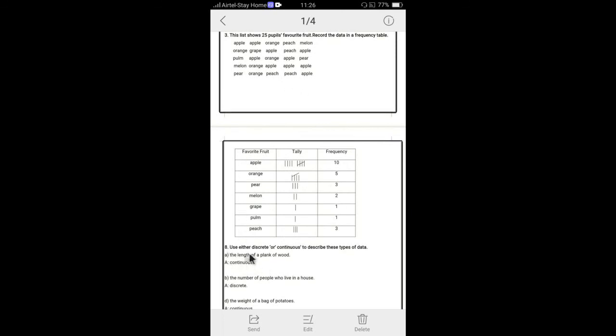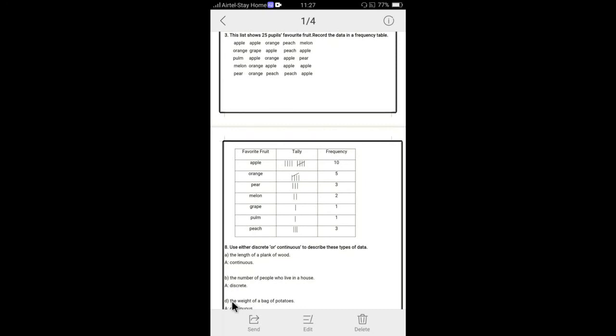Last, question number 8, please. In question number 8, this says use either discrete or continuous to describe these types of data. We use discrete when we can count the items, but continuous is when we measure, not count. The length of a plank of wood: we can measure the length, that's why continuous. B. The number of people who live in a house. Number of people, when we can count it, is discrete.